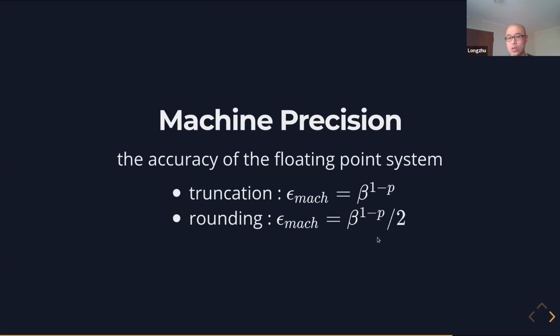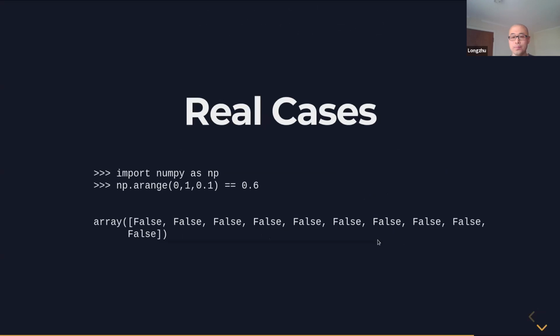Now let's get into a real life example. This is a case of code in Python. I think many of you will code this one. I import numpy as np and put a range. Basically, I want to produce a sequence of numbers from 0 to 1 with a step of 0.1. And I want to check whether a particular instance is equal to 0.6. What do you expect?